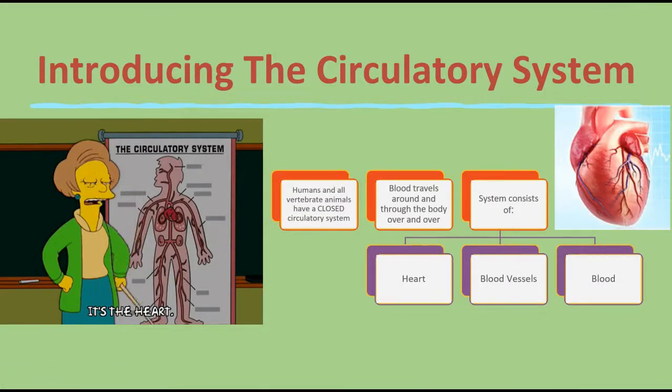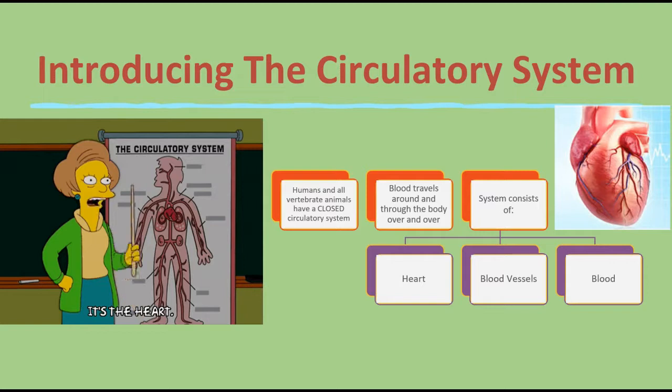The first thing I want to talk about is that humans and vertebrates have a closed circulatory system. A closed circulatory system means that the blood is closed at all times within vessels of different sizes and wall thickness. So the blood is not exposed at all. It is always within vessels within the organism. The blood travels around and through the body over and over. It continues going through in a system. It does not ever leave the system unless there is damage to the system.